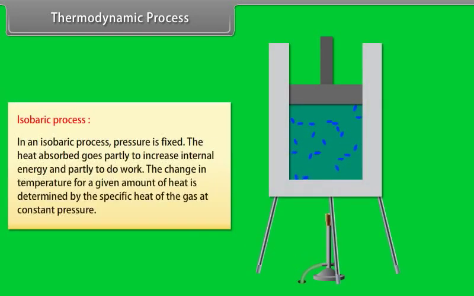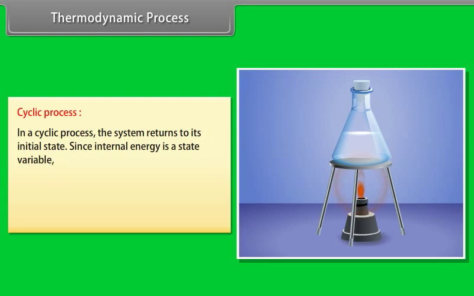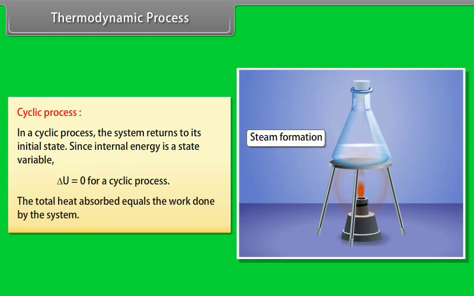Isobaric process. In an isobaric process, pressure is fixed. The heat absorbed goes partly to increase internal energy and partly to do work. The change in temperature for a given amount of heat is determined by the specific heat of the gas at constant pressure. Cyclic process. In a cyclic process, the system returns to its initial state. Since internal energy is a state variable, delta U is equal to 0 for a cyclic process. The total heat absorbed equals the work done by the system.